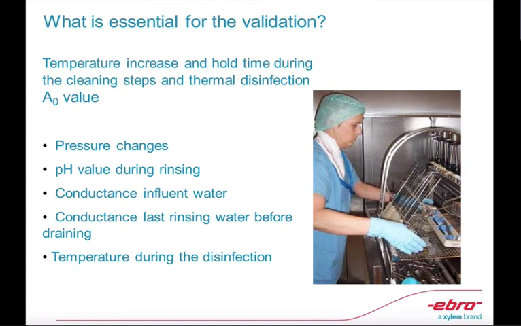So we go to essentials for validation. Now we need measurements for pressure changes, its behavior during the process. We need pH value during rinsing. It is important but optional. We need specific conductance in influent water, specific conductance of rinsing water, and temperatures during the disinfection.